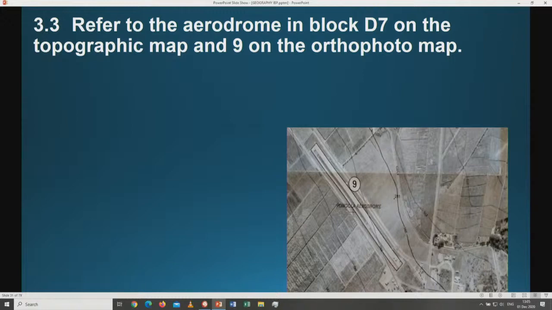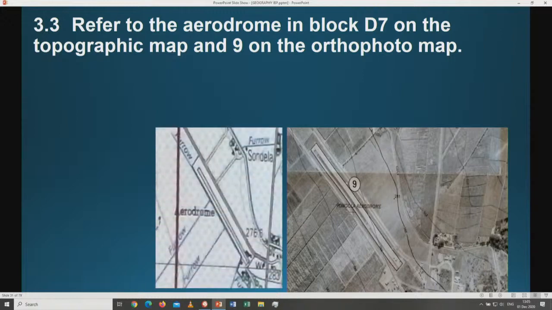And 9 on the orthophoto map. So you must refer to both of them, the aerodrome in D7 and then the aerodrome at 9 in the orthophoto map. Now when you look at these two, you can see that I've made a map clip here for us to see.